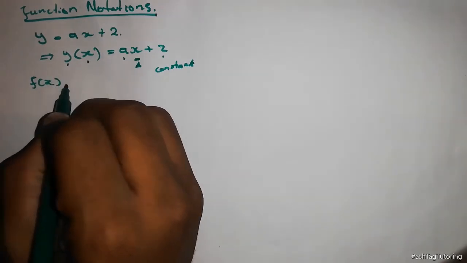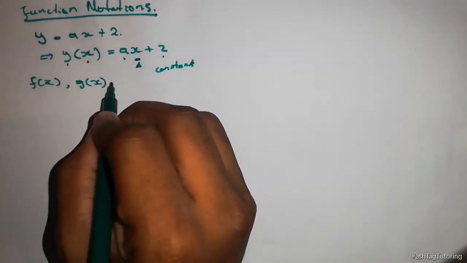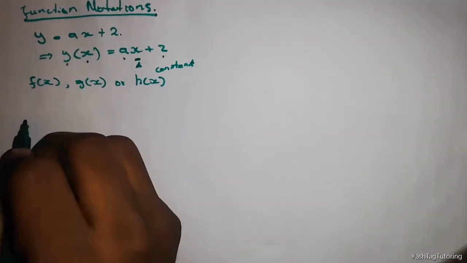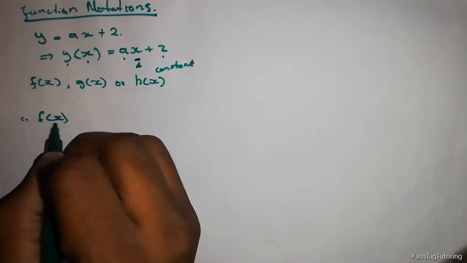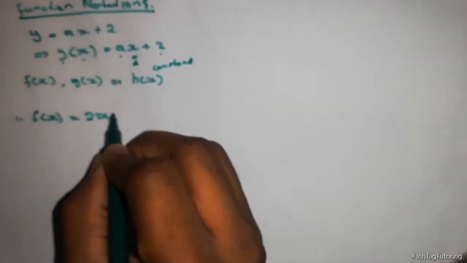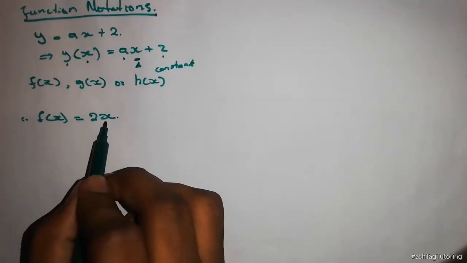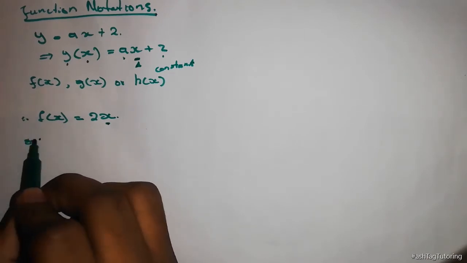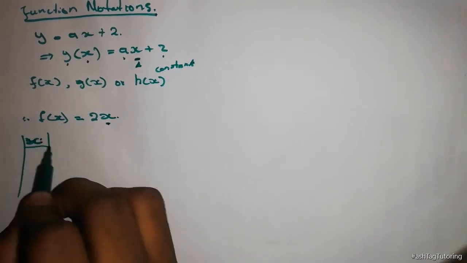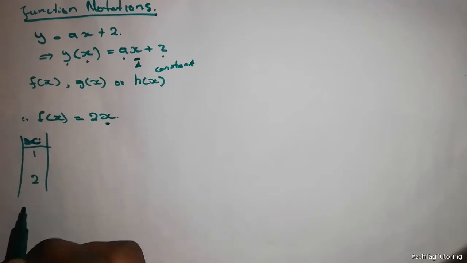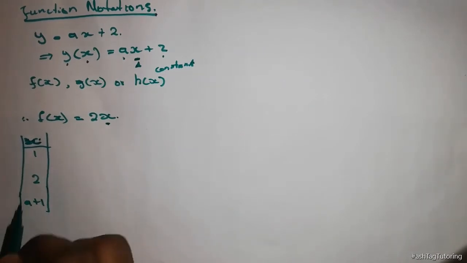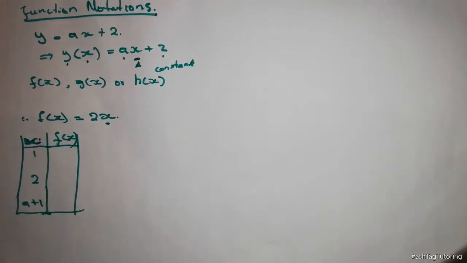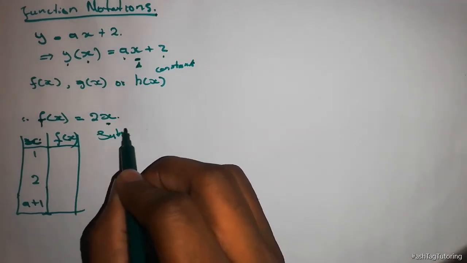Sometimes, instead of saying y of x, you can say f of x or g of x or even h of x, depending on whatever you want to put there. Moving on to an example. If you have a function f of x equal to 2x, and you are trying to determine the values of the function when x is changing, meaning x can be 1, can be 2, it can also be a plus 1 or any other thing.